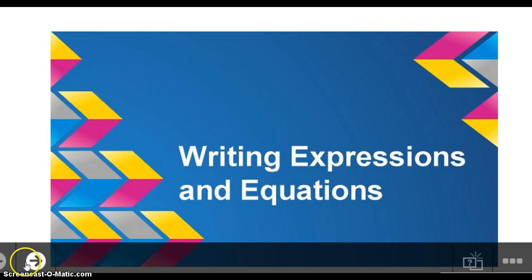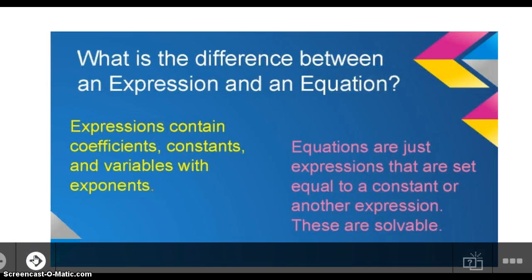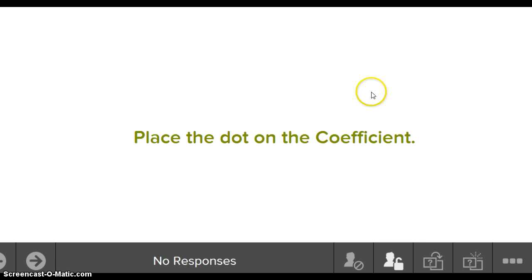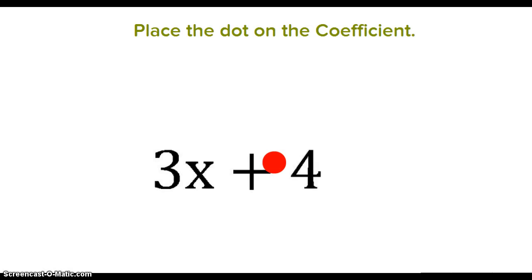Some of the differences are such that here, where it said place the red dot, the students actually get to see the red dot, and they get to move it. So if they want to put it on the coefficient, they can put it here. If they want to put it on the constant, they'll put it there.